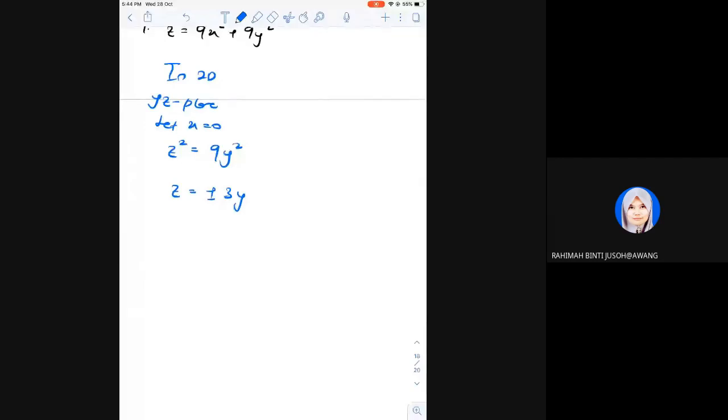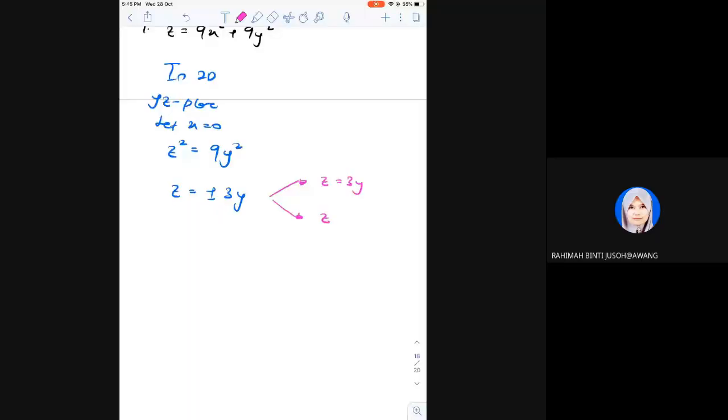How do we draw this? You have to take a square root on both sides. So we will have z equals to plus minus 3y. From here, we have two equations: one is z equals to 3y, and the other is z equals to negative 3y.